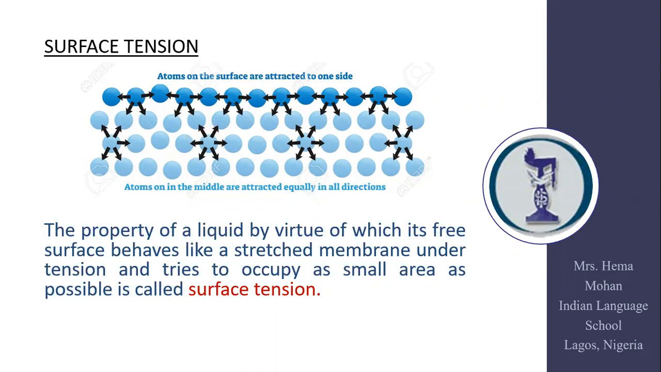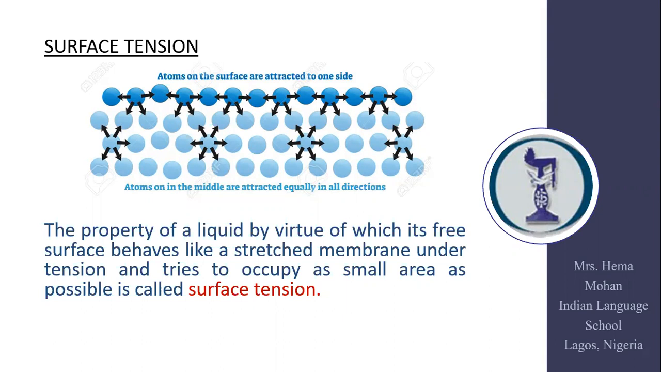So that means if you consider a liquid contained in a vessel, the free surface is going to behave like a stretched membrane. It's going to behave like a membrane, and any object that's placed over it, it's going to stretch down, it's going to depress down to support the material. So how am I going to define surface tension? It's defined as the property by virtue of which its free surface behaves like a stretched membrane under tension. Under tension, that's because it's continuously pulled in the downward direction.